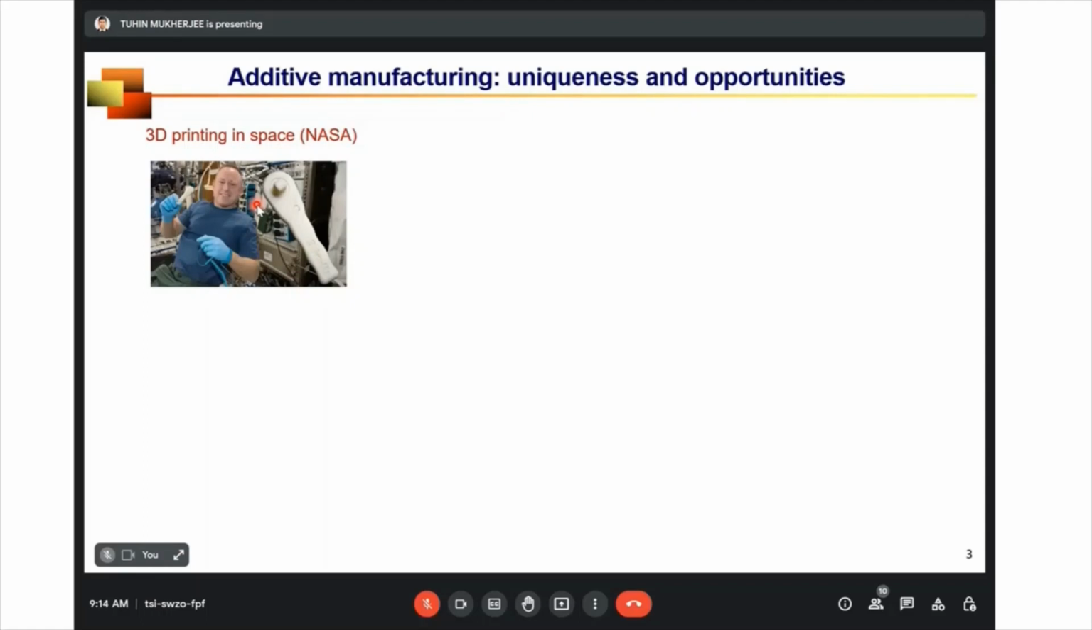So even 20 years ago, it was science fiction. But now, because of 3D printing, it is actually happening in reality.